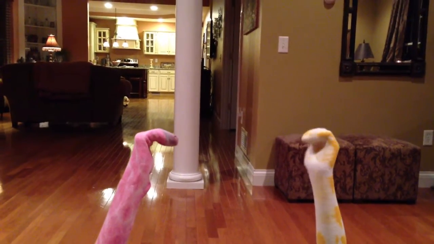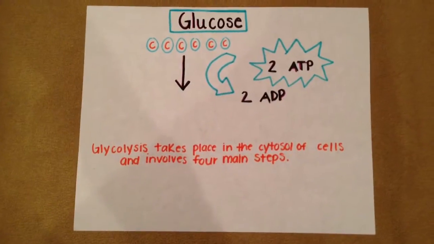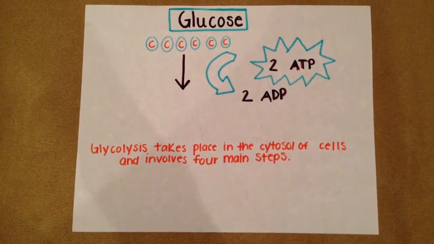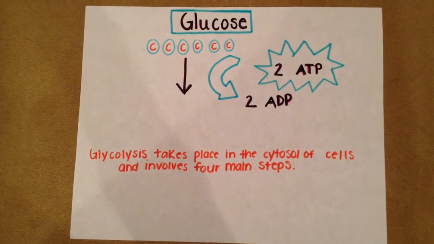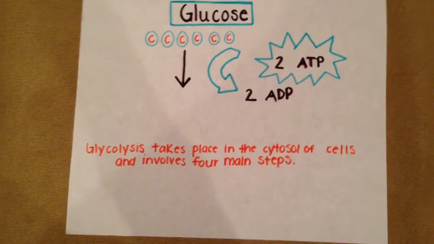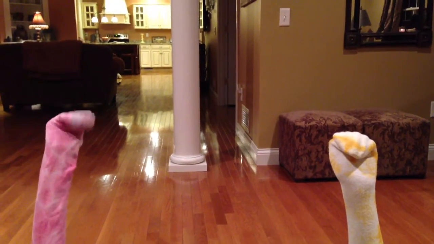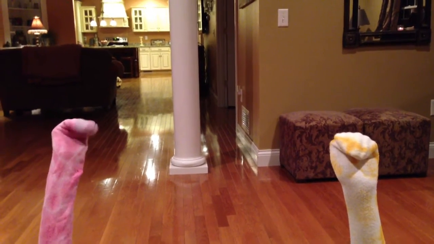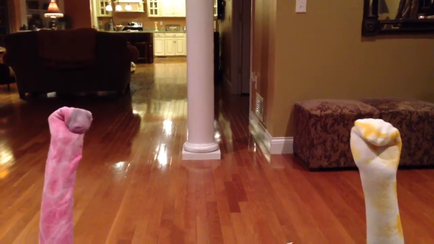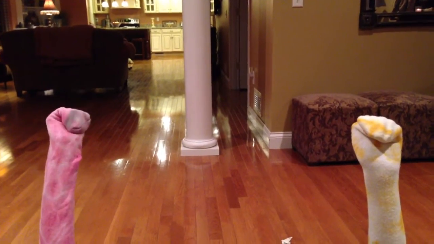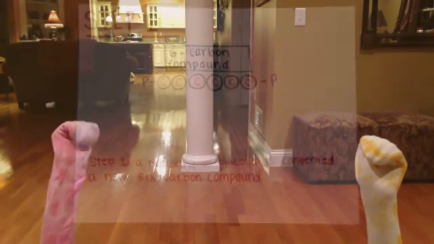Glycolysis takes place in the cytosol of the cells and involves four main steps. Step 1. Two phosphate groups are attached to glucose, forming a new 6-carbon compound. The phosphate groups are supplied by 2 molecules of ATP, which are converted into 2 molecules of ADP in the process.